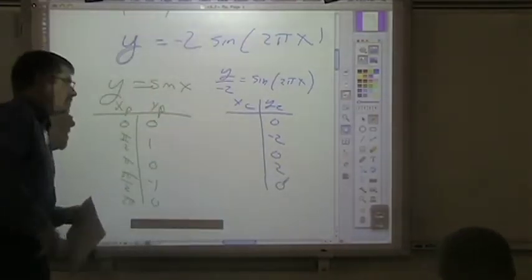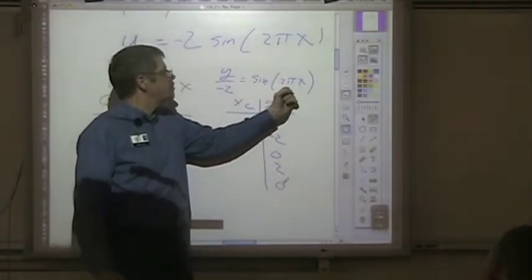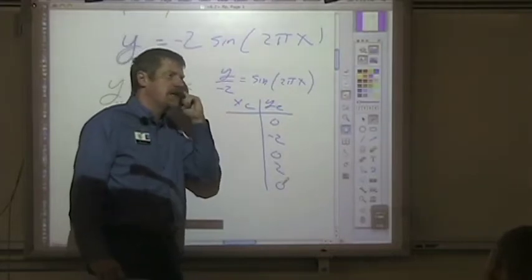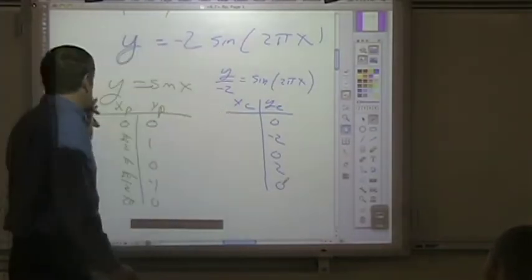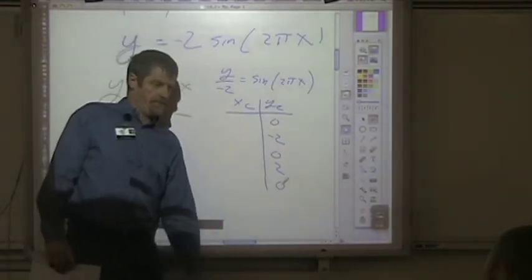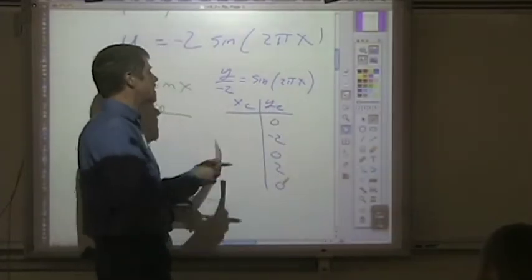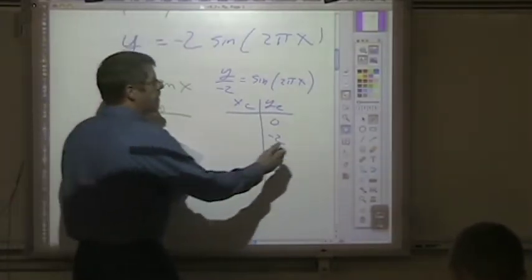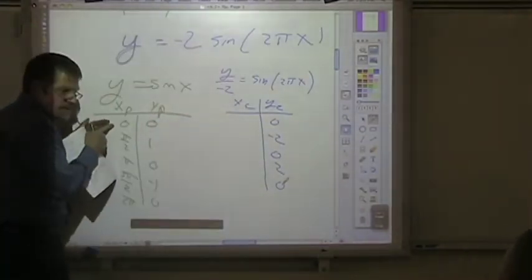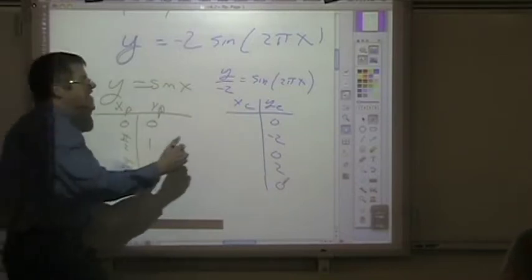Now, notice that this 2 pi is right next to the x, and therefore what should we do to all of the x parents to turn them into x children? Divide them all by 2 pi. Divide them all by 2 pi is correct. Now, interestingly, instead of going through the tedious steps of dividing all 5 of these numbers by 2 pi, we can take a shortcut.